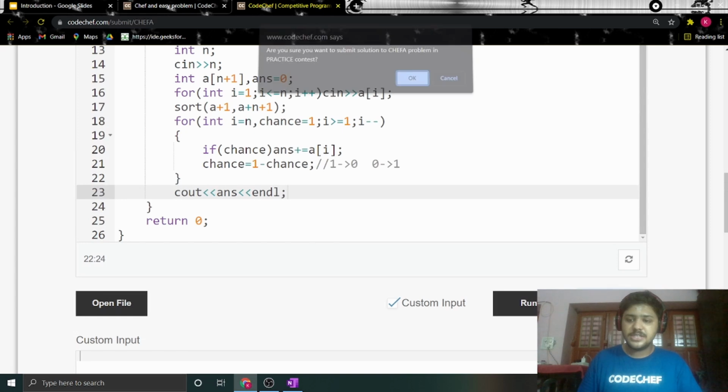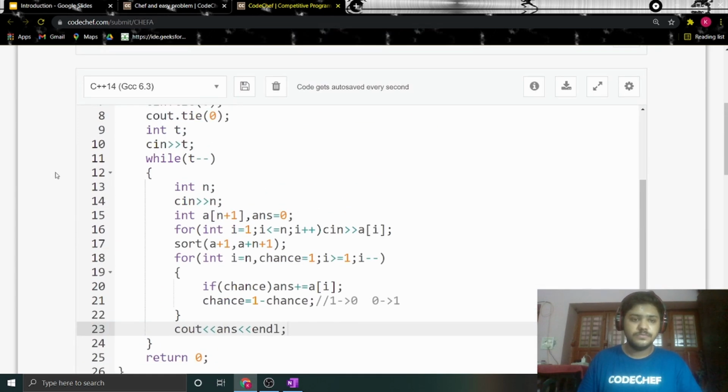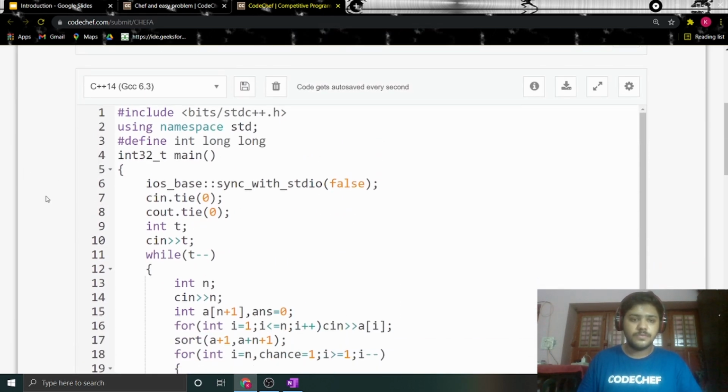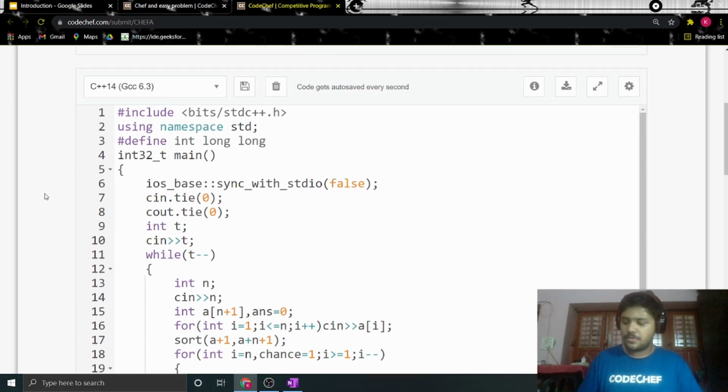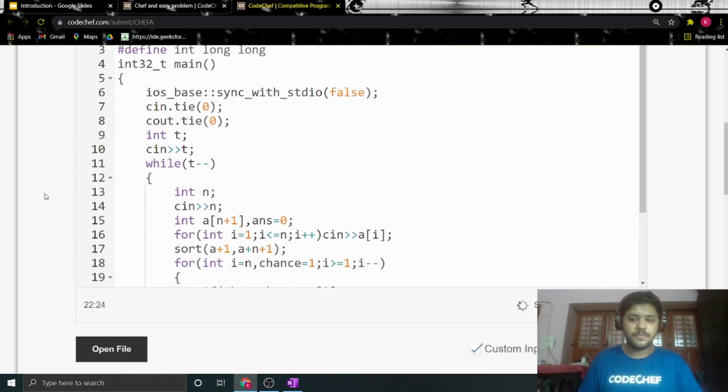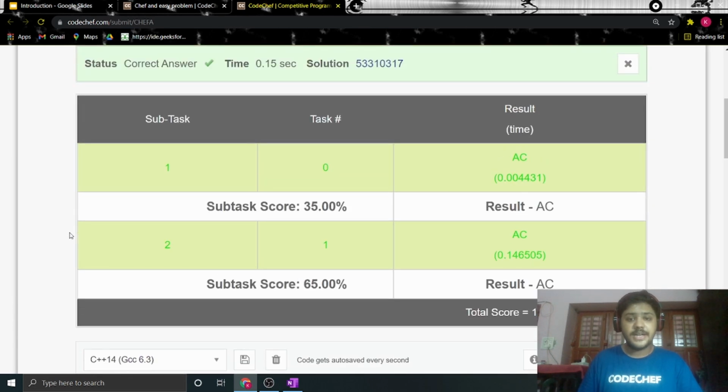So let's submit the solution. You can see that the code got accepted.